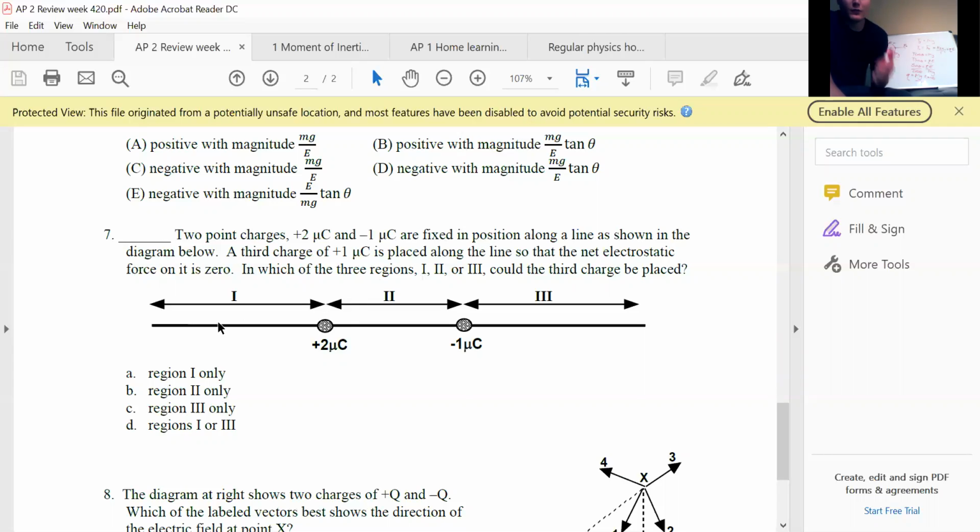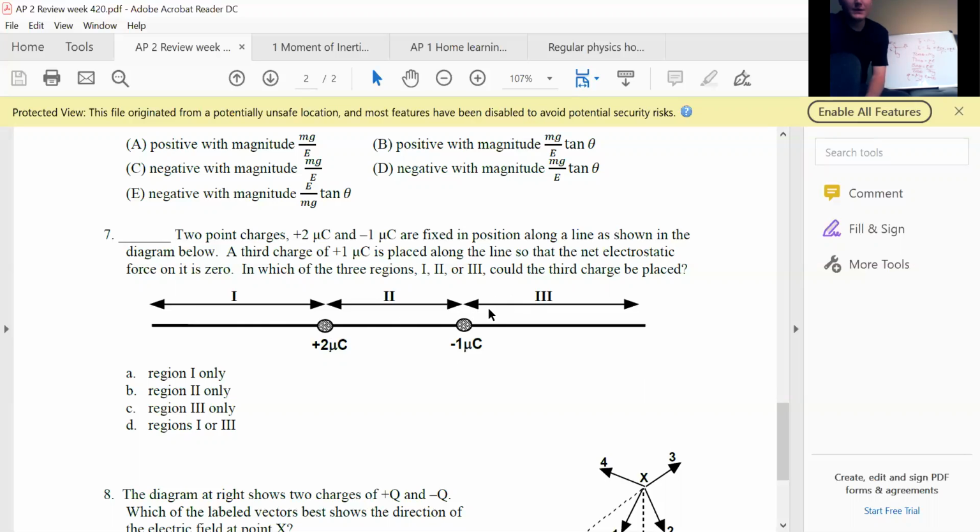So in other words, if you put it somewhere in region 1, it's far away from the negative charge. And so the electric force due to this negative charge is going to be overwhelmed by this positive charge that's closer to it. So there's no way in region 1 where you can find an area where a positive charge isn't going to be repelled more than it's going to be attracted to this negative charge. So therefore our answer is region 3.